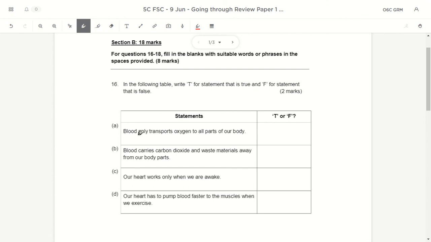Right, so we see here blood only transport oxygen. So this is the key part that they're talking about. Blood transport only oxygen to all parts of our body. Is it true that it transport only oxygen? Okay, this is actually false, because not just only oxygen, it also transport carbon dioxide, and many other things.